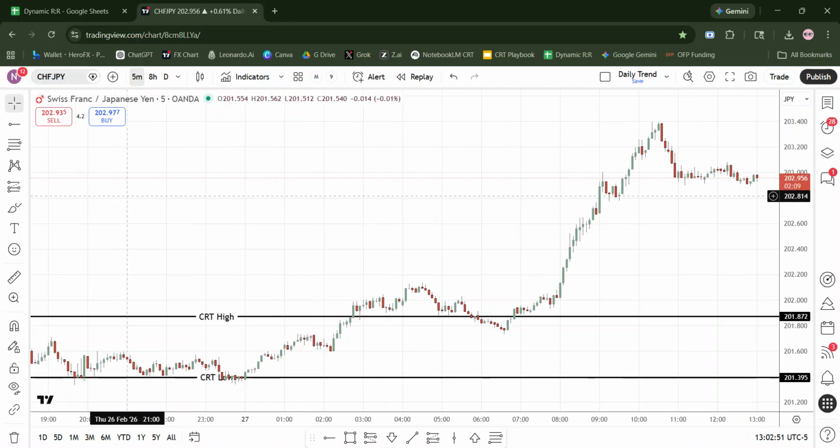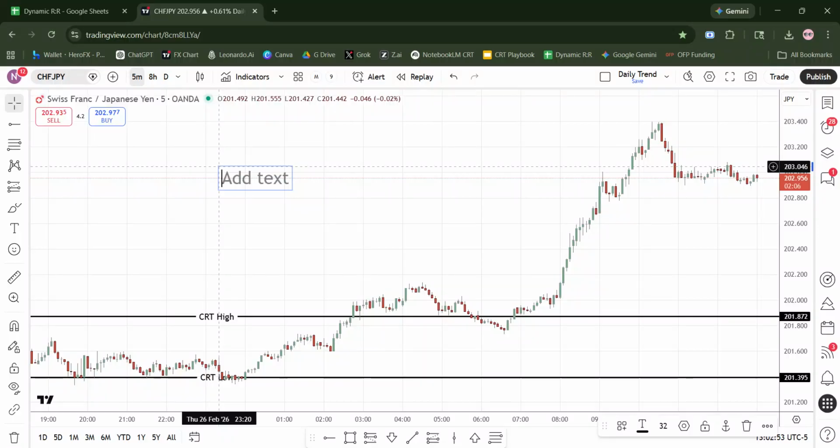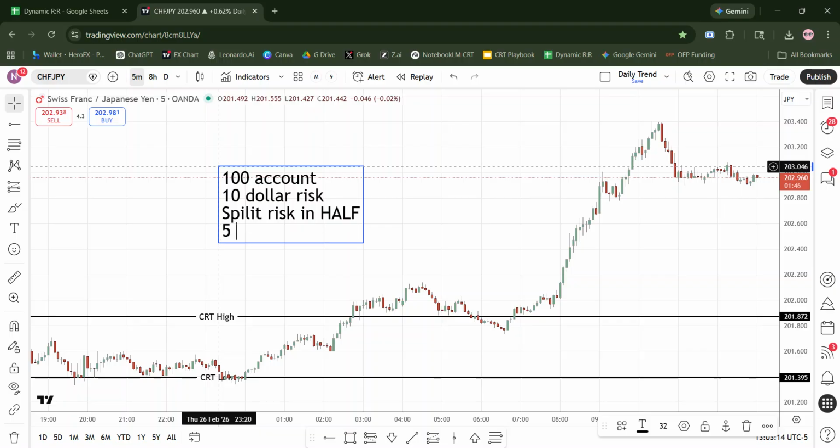Now, let's say, for the sake of this example, that you're going to start with a $100 account. You decide you want to risk 10% of it, which is 10 bucks. Instead of going in all 10 and trying to do a tight stop loss, what I want you to do is split your risk in half. That means 5 and 5. Make the first entry worth 5 bucks and make the market prove to you that it's worthy of your money. But how is it going to do that?